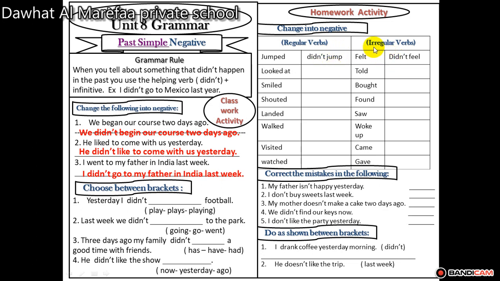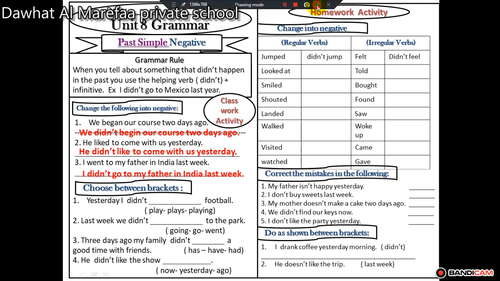Didn't, here it is a regular verb, الأفعال الغير منتظمة, which would change the verb in its pattern, some letters change. Or it will be changed completely, like go, it will be went, which changes it completely. Okay.